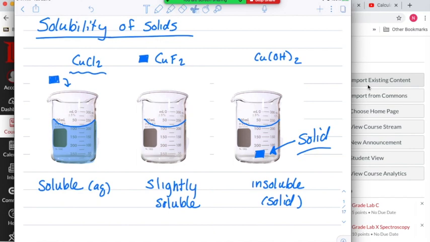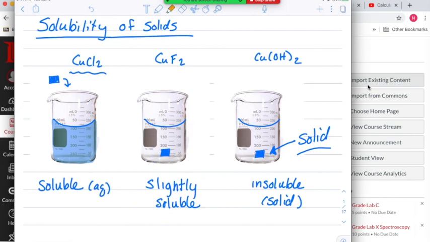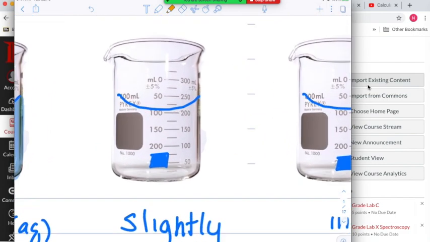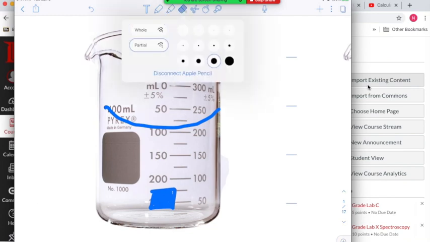So what I'm going to do is take this chunk of solid. Truthfully, copper fluoride is kind of a greenish blue, but I decided just to keep color consistency and make them all blue little crystals. I'm going to dunk this one in, but what we see down here is that it is slightly soluble. We haven't looked at slightly soluble so far, so I want to talk about what that means. So here's our crystal.